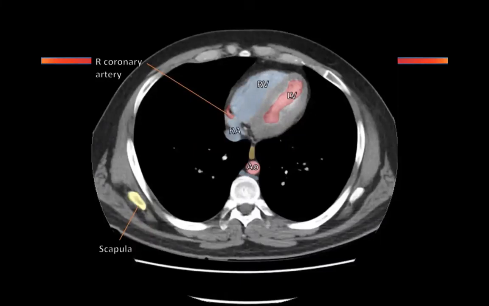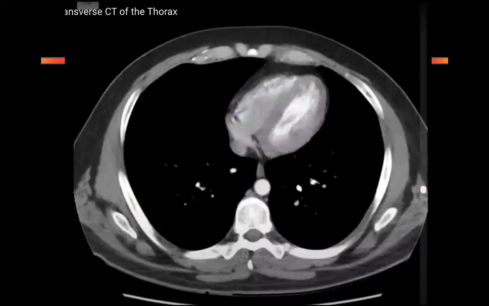And this is the point where the tip of the scapula is starting to show now. Can you appreciate the tip of the scapula? So where you see the tip of the scapula, it's usually either RCA or the PDA going into the septum. Okay? One more layer up.